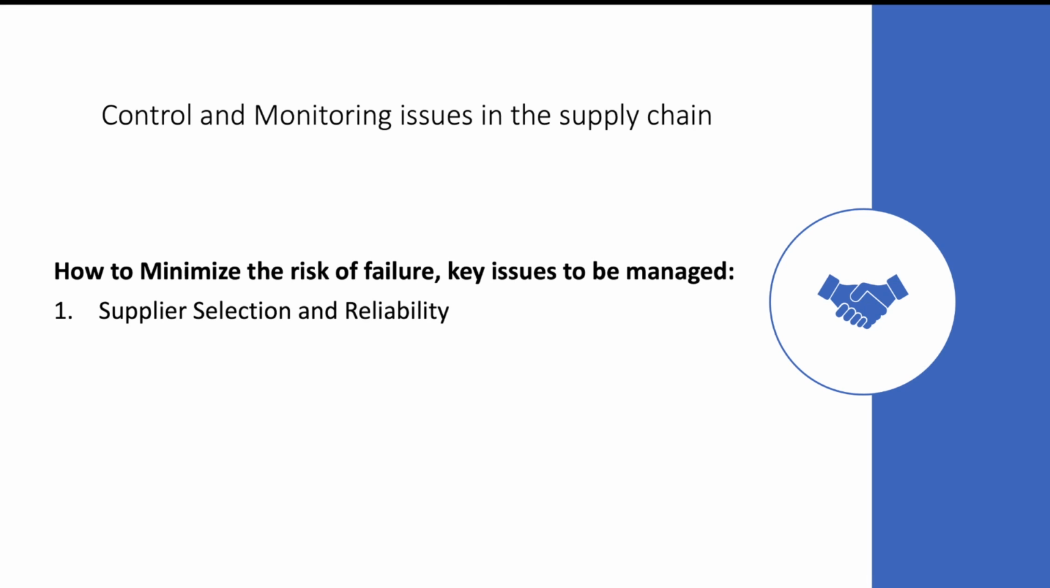How to minimize the risk of failure, or the key issues to be managed: supplier selection and reliability, and the relationship with the supplier. Location of the supplier also matters. Quality assurance of the suppliers also matters. So these are the supply chain monitoring issues that can be controlled by opting for these options that we can use to minimize the risk of failure: supplier selection, reliability, relationship, location, quality assurance.